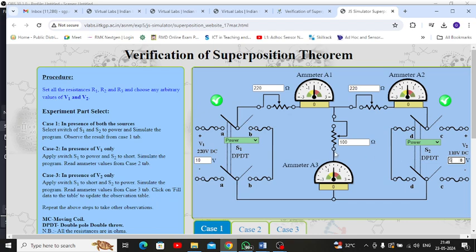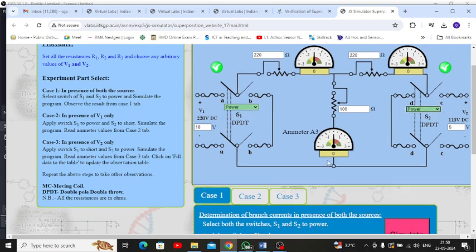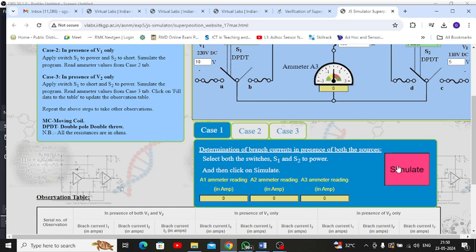Here I can have three cases. First, I am going to consider both the supplies, 10 volt as well as 5 volt. That means I have to keep both the DPDT switches, double pole double throw switches, in the power position. Then click on simulate.